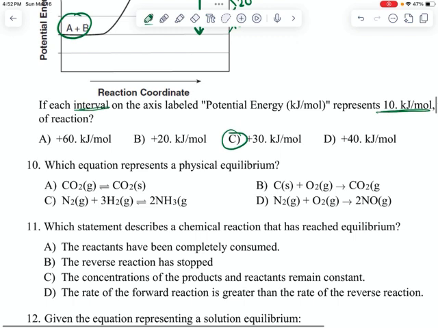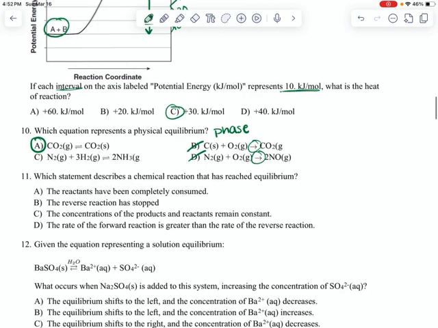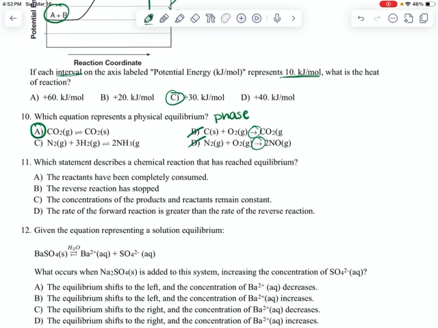Physical equilibrium is the same thing as phase equilibrium, where we have one compound and it just changes phase back and forth at equilibrium. So A is our only answer where it's the same compound on both sides. And B and D are definitely not correct because there's no equilibrium arrow, right? That just means the forward reaction only.